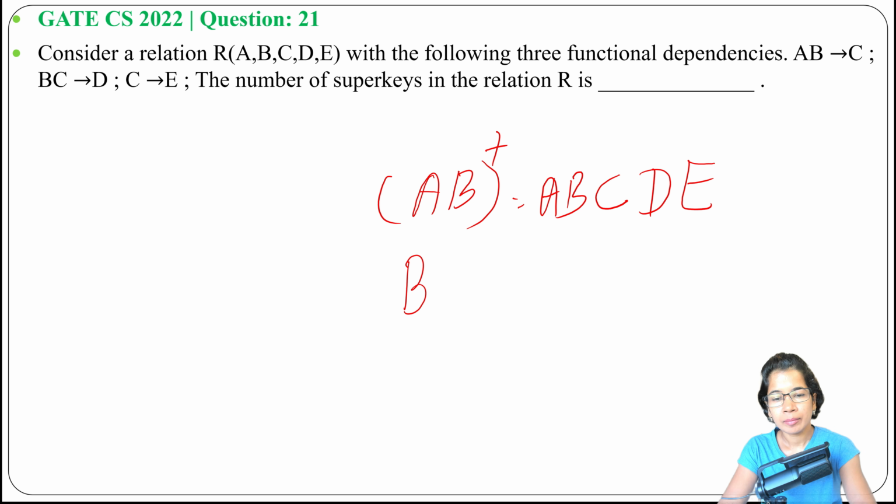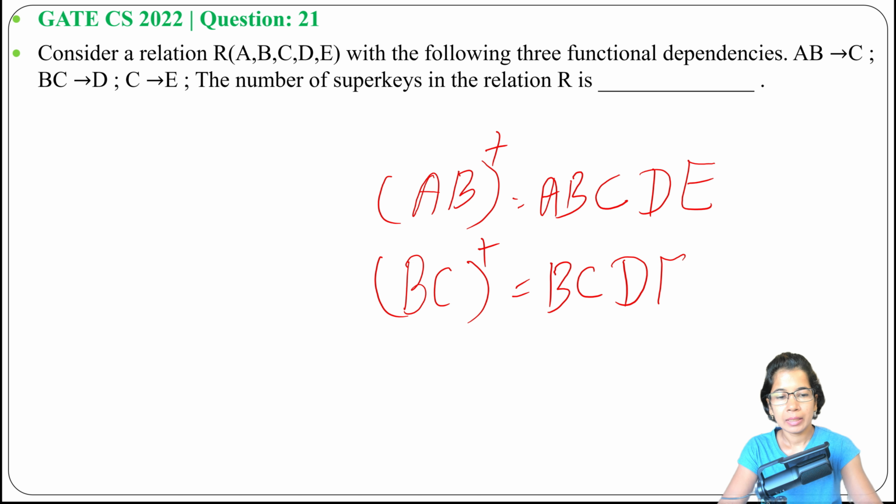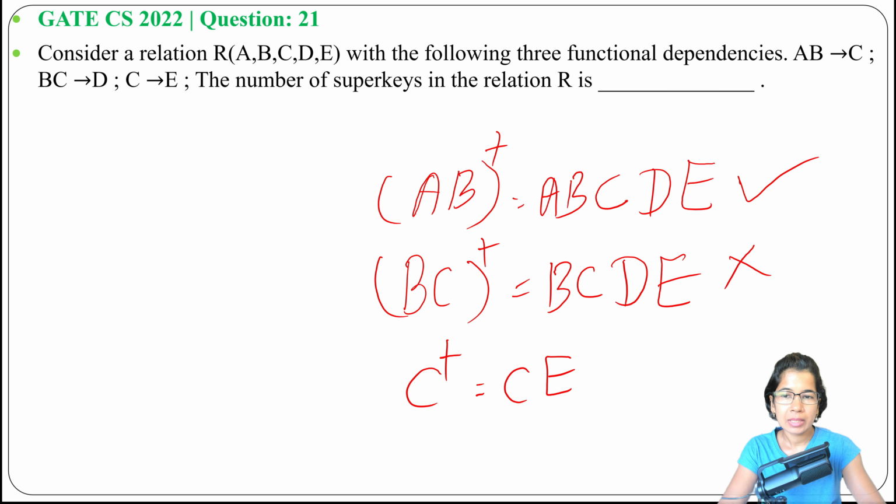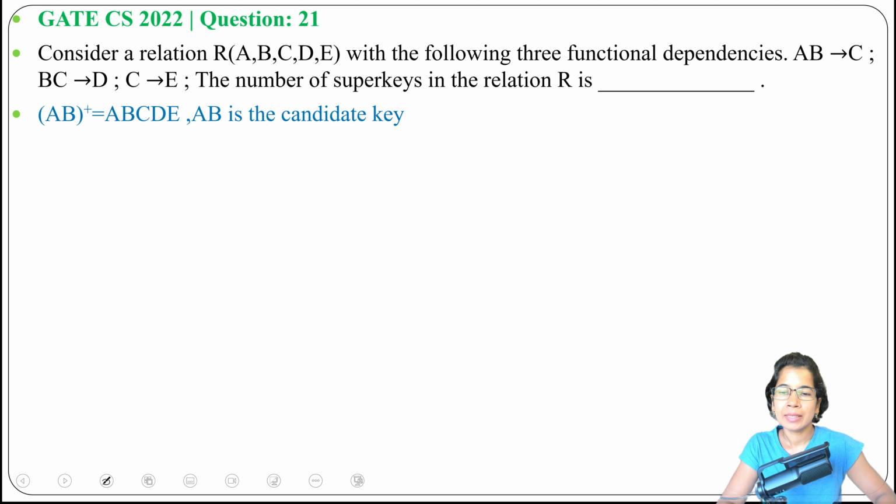Next check BC. BC positive closure will be BC. From BC, D. Then from C, E. There is no way A is dependent on BC, so this is not the candidate key. Now check C plus. C plus will be just CE. So this is also not the candidate key. Any attribute or set of attributes whose closure contains all the attributes of the relation is a key. We found the candidate key as AB.